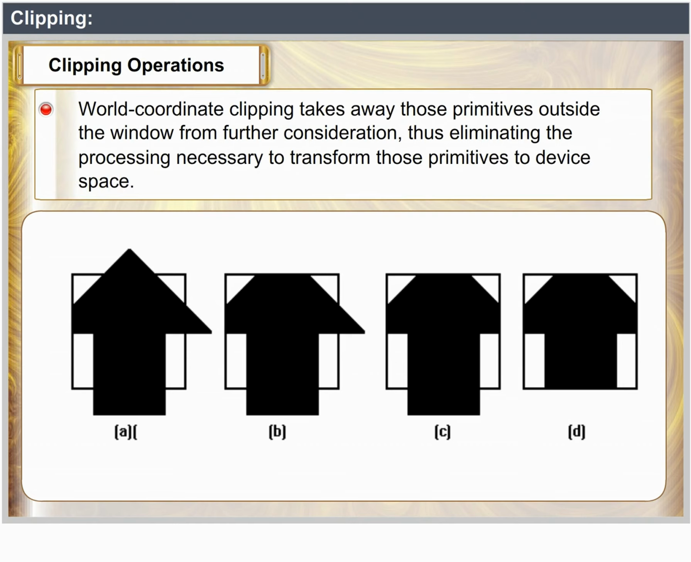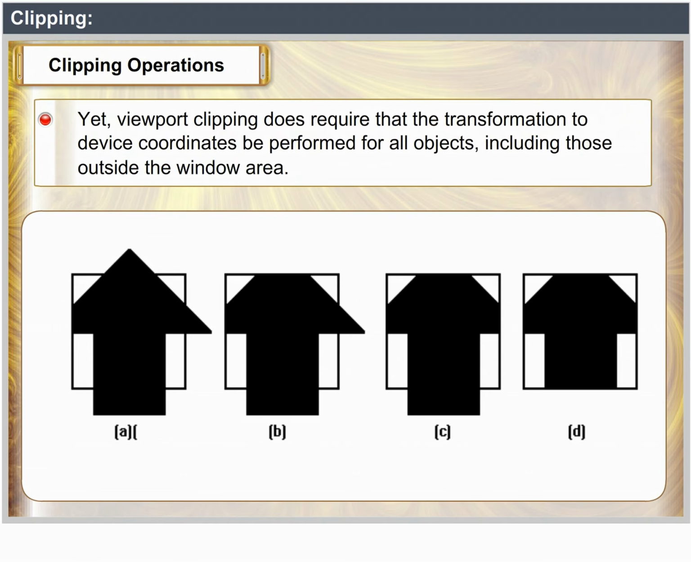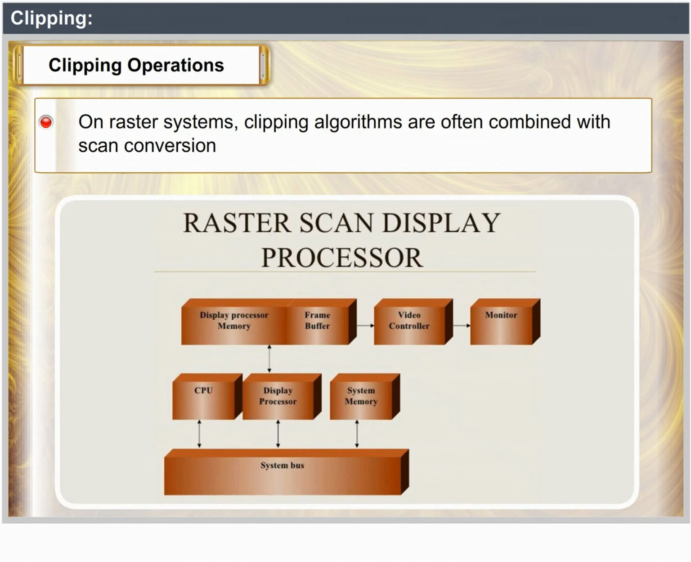World coordinate clipping removes those primitives outside the window from further consideration, thus eliminating the processing necessary to transform those primitives to device space. Viewport clipping, on the other hand, can reduce calculations by allowing concatenation of viewing and geometric transformation matrices. But viewport clipping does require that the transformation to device coordinates be performed for all objects, including those outside the window area. On raster systems, clipping algorithms are often combined with scan conversion.